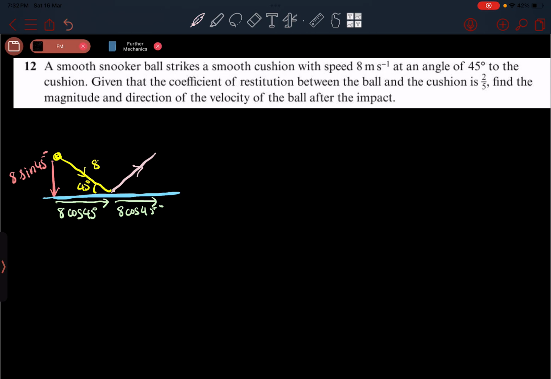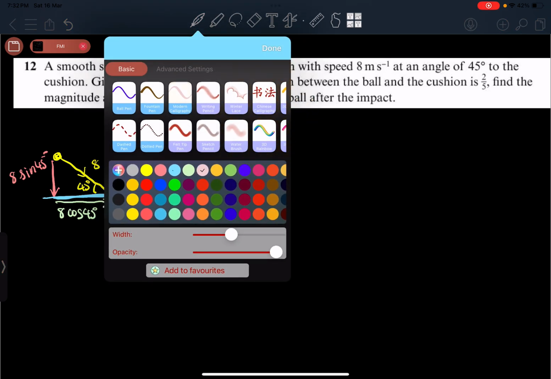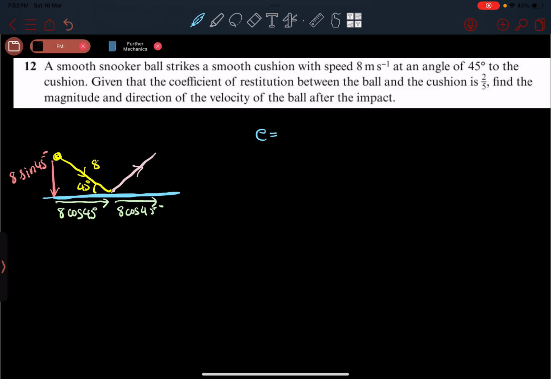Given that the coefficient of restitution between the ball and the cushion is 2/5, that means I can now figure out the perpendicular component, which is 2/5 times 8 sine 45. All we have to do now is find the magnitude of the velocity of the ball. That's pretty easy. We've been doing that pretty long now.